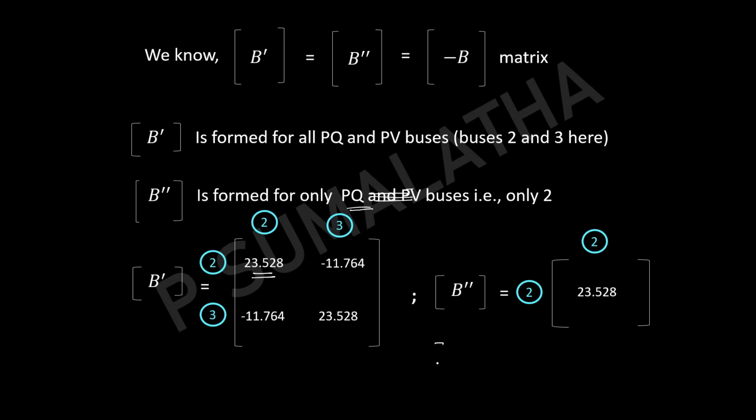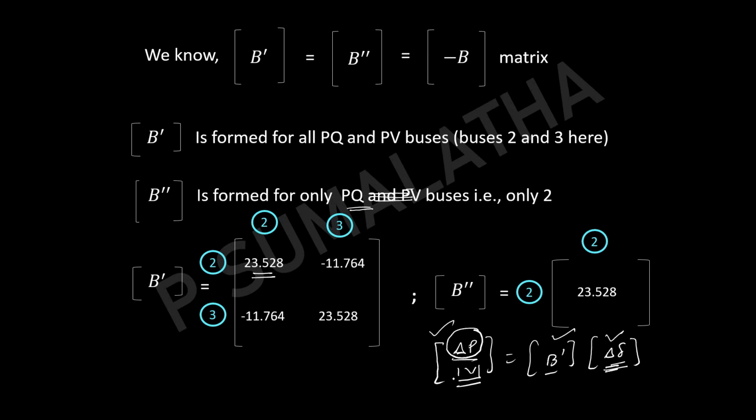So now in this equation, delta P by mod V, we got this B prime matrix. Now we have to determine this delta del value. Voltage values will be given for the system. Some values will be given in the problem itself, some values we need to assume. And you need to find out what is the change in the real power, that is delta P. Therefore, if you know this matrix and this matrix, you can find out this change in the phase angle.